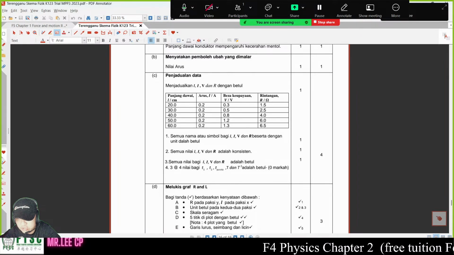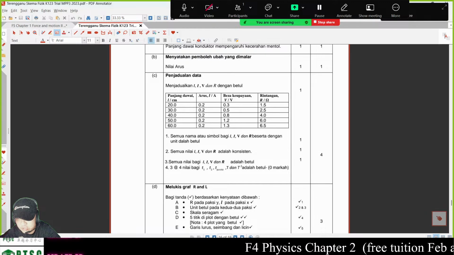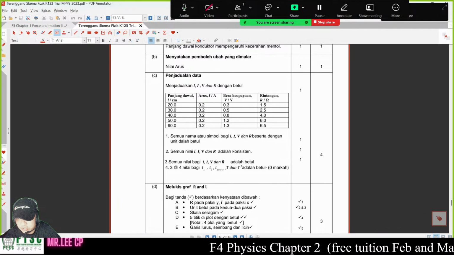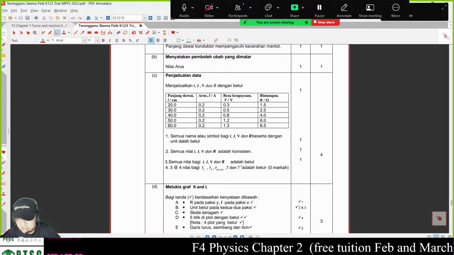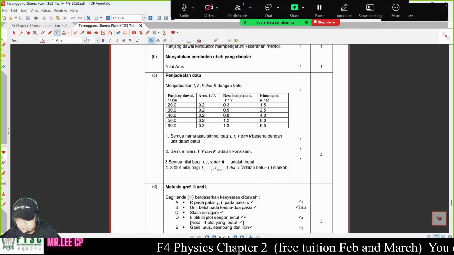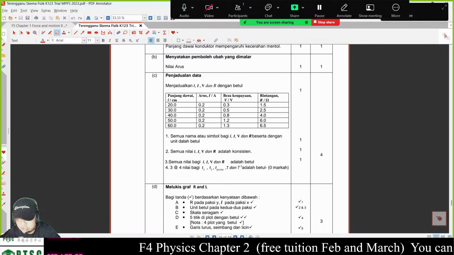Semua nilai LIVR adalah betul. Okay, need to be betul. And then 3 and 4, right? T1, T2, T purata adalah betul. So this one is 1, 2, 3, 4, 4 mark.